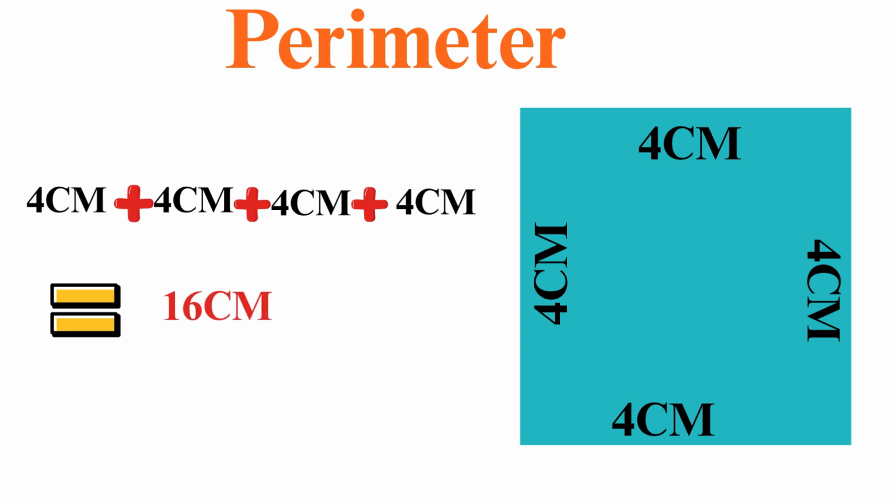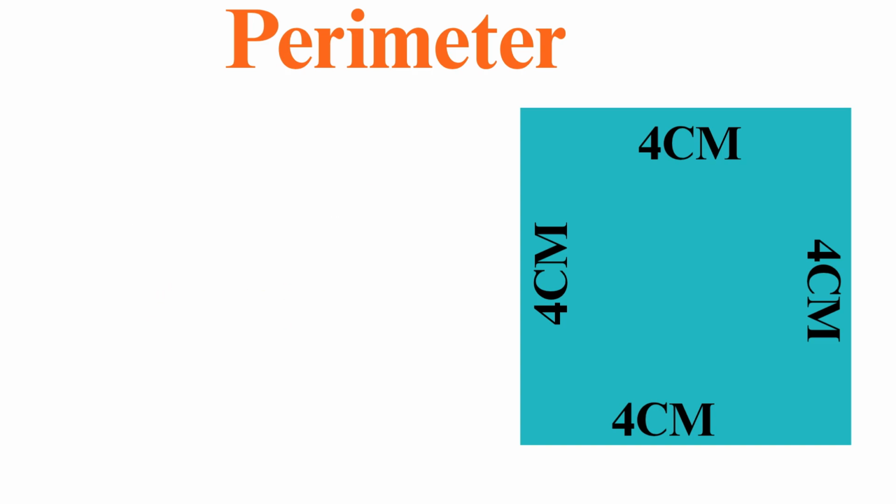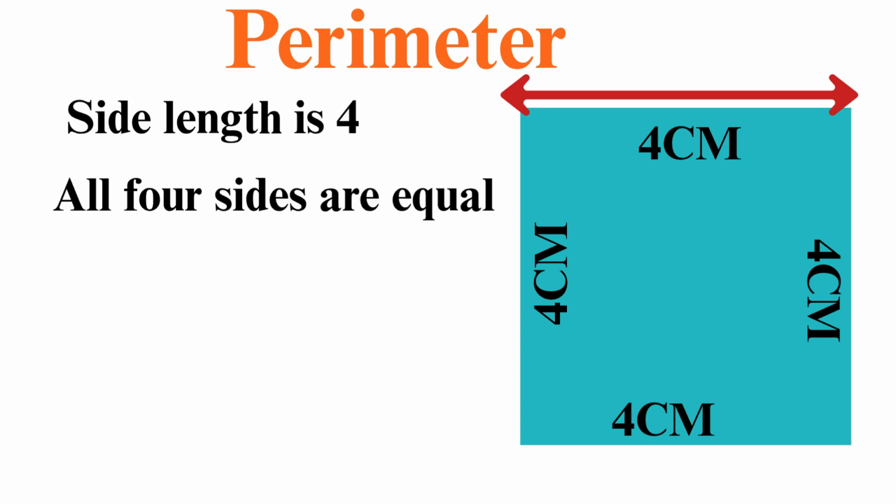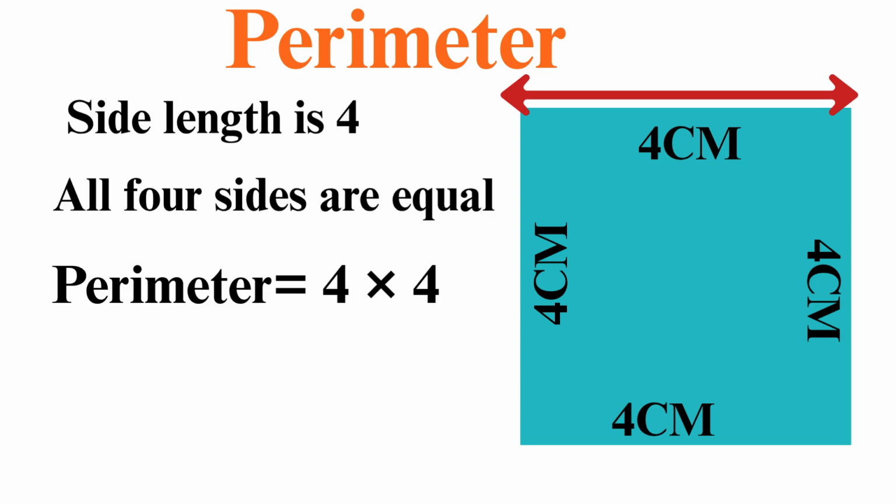But because all four sides are equal, we do not always need to add one by one. We can use a quicker method. Since the side length is 4 and there are 4 equal sides, we can do 4 times 4. That also gives us 16.